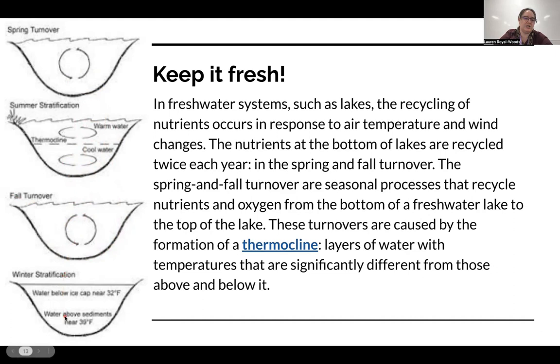Winter stratification is basically water below near 32 degrees, and water above the sediments near 39 degrees Fahrenheit. Still not happy, but this is where a lot of creatures, like amphibians, go to bury themselves and sleep for the winter, or go into hibernation, because it's a bit warmer at the bottom. Remember, water heats up slowly and releases heat slowly. So all that summer heat is kind of near the bottom. So that's the turnover. This is what keeps the water cycling in lakes and whatnot.